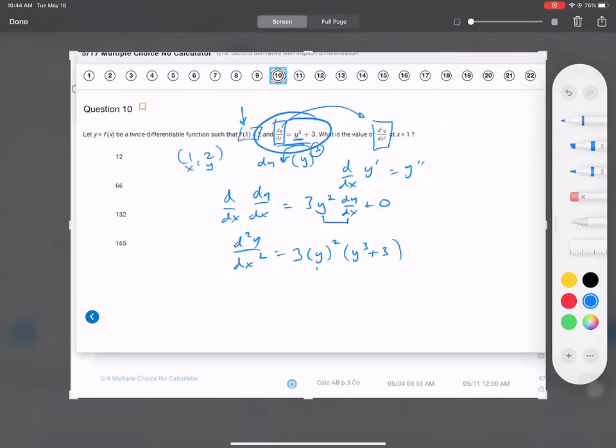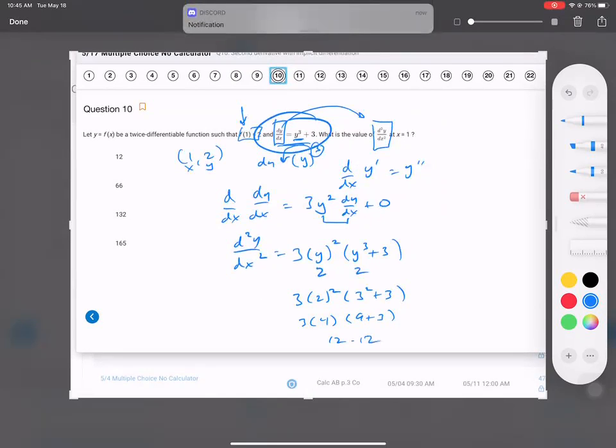So we get 3 times 2 squared times (2 cubed plus 3). 2 squared is 4, 3 times 4 is 12. And 2 cubed is 8, plus 3 is 11. Whoops, I said 3 squared. 9 plus 3 is 12, and 12 times 12 is 144, which is not an answer here. So what did I mess up?